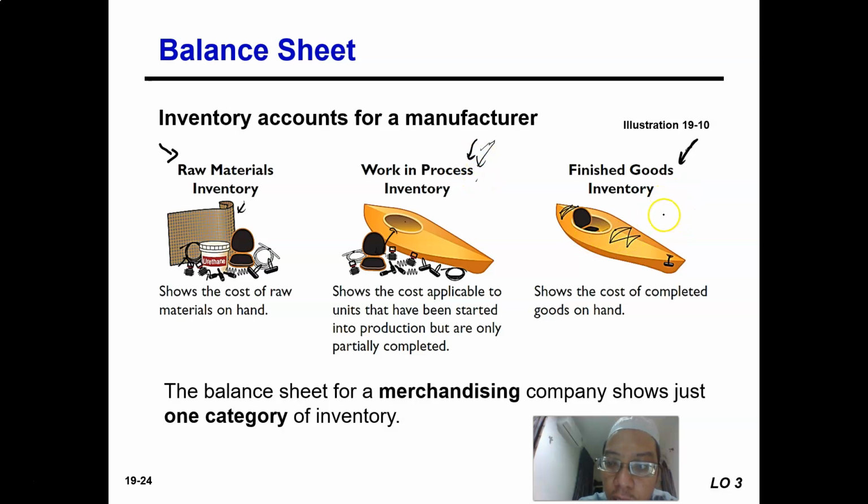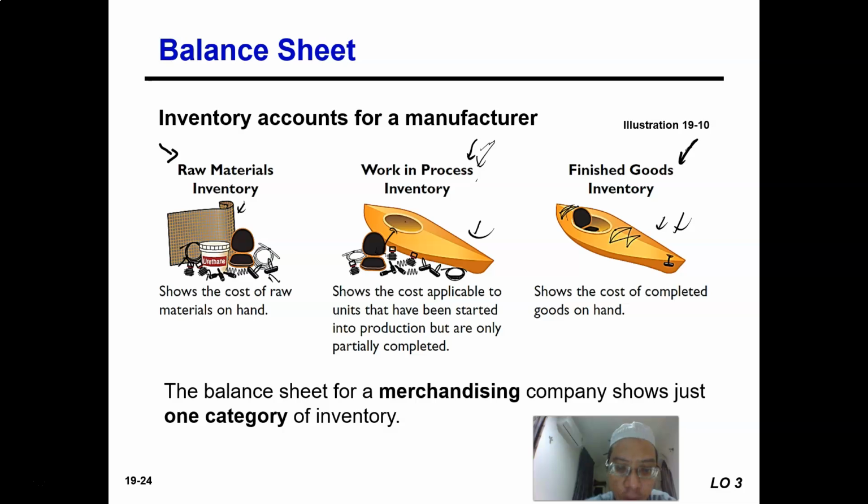You see, all these are completed. The boat or yacht, the boat is complete. Based on this picture, I think you can easily understand these are raw materials, this is partially finished, and these are completely finished. So these three categories of inventory must be disclosed in our balance sheet. We must show in our balance sheet that we have these three kinds of inventory.